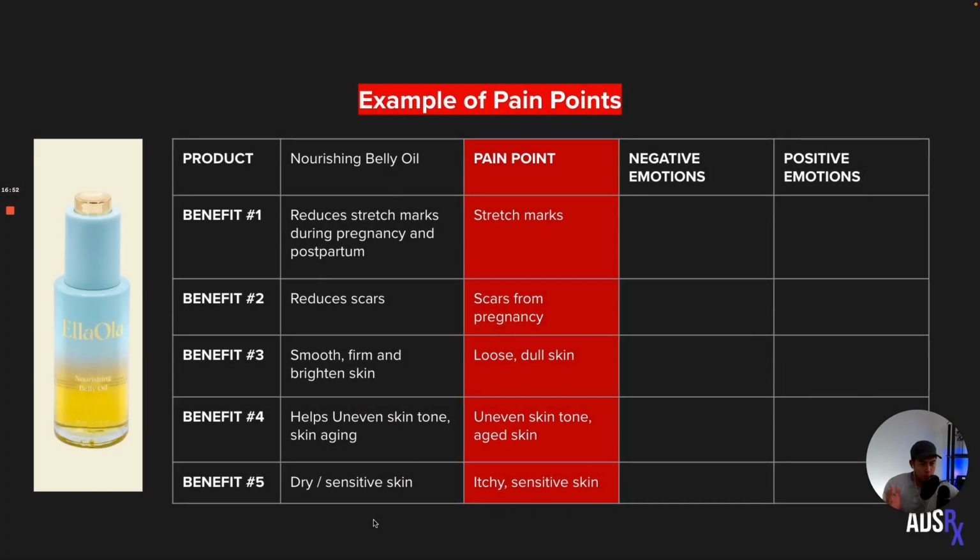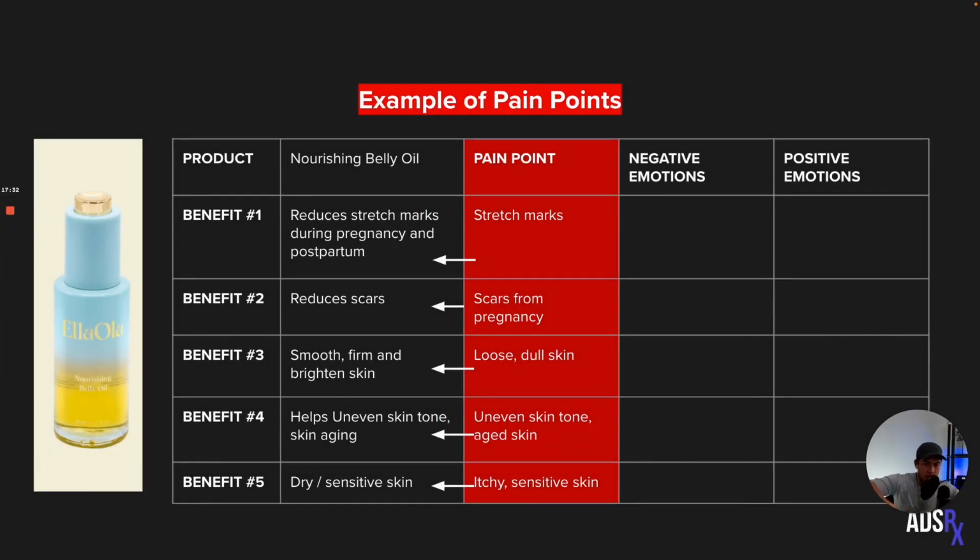All right. Moving to the next column, to pain points. Remember what I said about the opposite of a benefit is a pain point. So if you have stretch marks, having stretch marks itself is the pain point, right? If you have scars, you get scars from pregnancy, right? So it's like, I have the scar, I don't want the scar. I have the stretch mark, I don't want the stretch mark. I have loose, dull skin, I want smooth and brighter skin. I have uneven skin tone, I want nice and balanced skin tone. I have itchy skin. I want smooth skin. I want unitchy skin. I want relief.